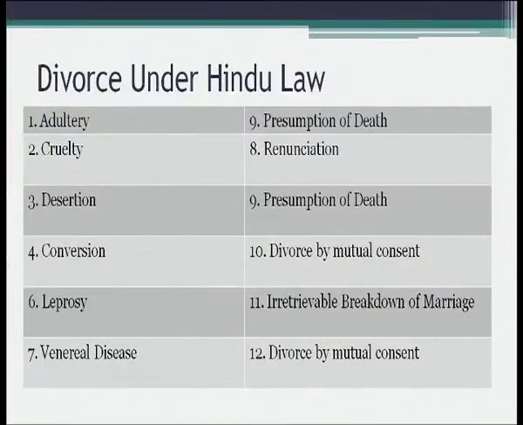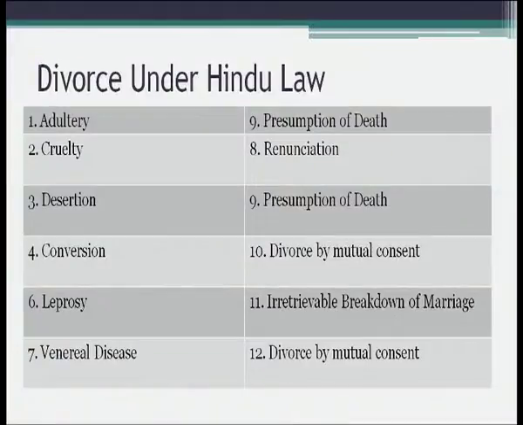Now, the next ground for divorce is venereal disease. So, if a party to the marriage, either the bride or bridegroom, is suffering from any kind of venereal disease, then the other party can seek a divorce on this ground. Now, the next ground is presumption of death, and that presumption is of 7 years. If within 7 years there is no knowledge of the whereabouts of the husband, then the wife, or as the case may be the husband, if there is no knowledge of the whereabouts of the wife, the parties can seek a divorce on this ground.